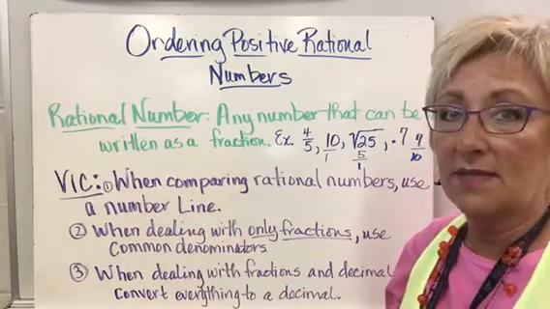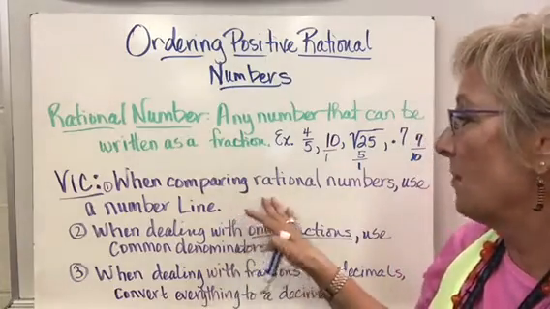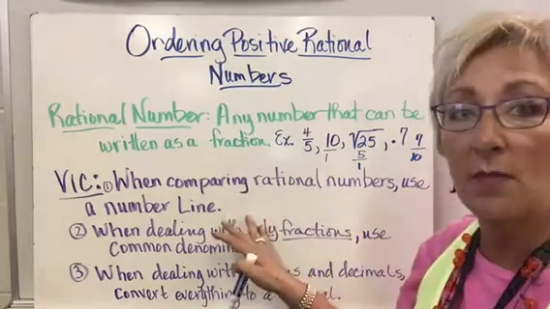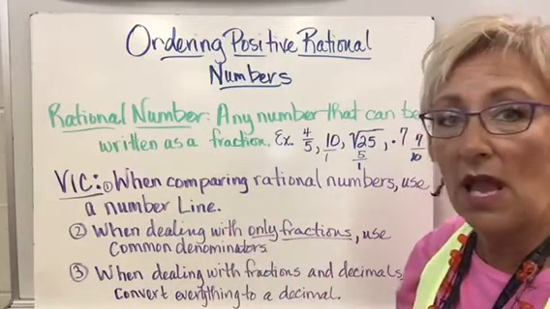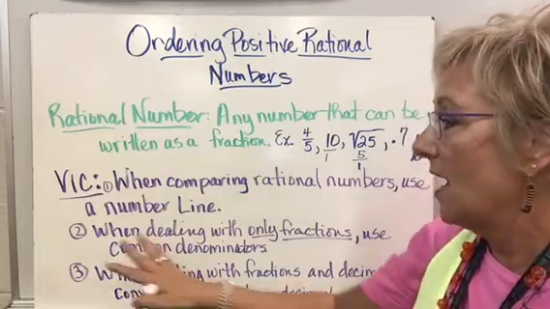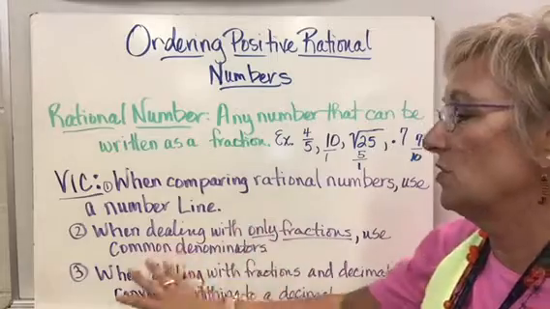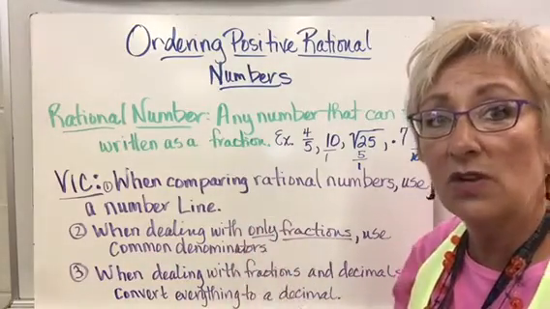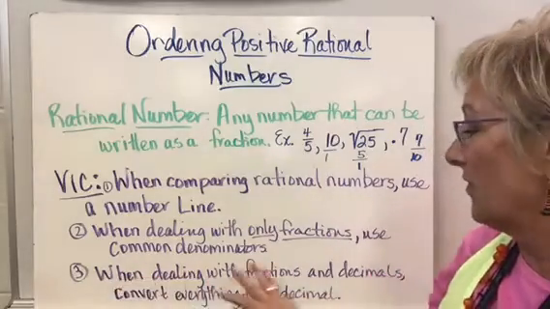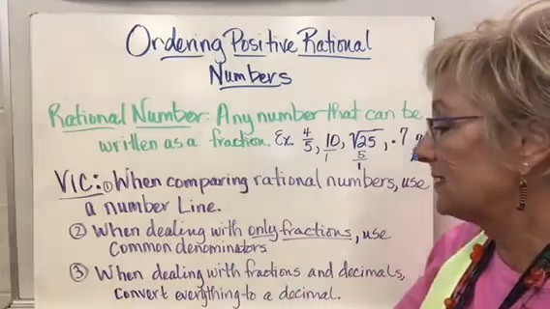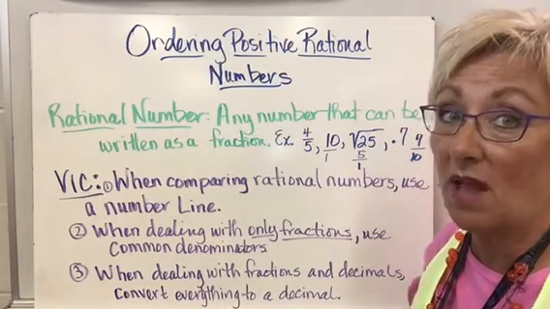A very important concept to think about, because we're going to be comparing and ordering them: when you're comparing rational numbers, you can use a number line. We will be doing this some in another video, but you can use a number line if that helps you. Another one is when you're dealing with only fractions, you always need to make sure that you use common denominators, and then you can order them according to their numerator from least to greatest. And when you're dealing with fractions and decimals, always make sure that you convert everything into a decimal, which means you're going to be working with some long division.